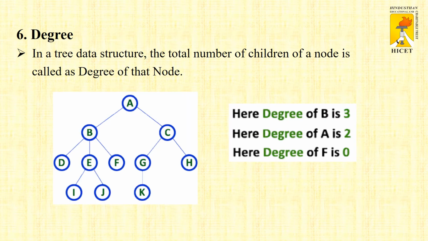And the next terminology is degree. Degree is nothing but the total number of children the node has. Take this example. Node G has only one child, so the degree of G is 1. Similarly, take node C. Node C has 2 children, G and H. So the degree of C is 2. And what about the degree of K? It does not have any child, so the degree of K is 0.